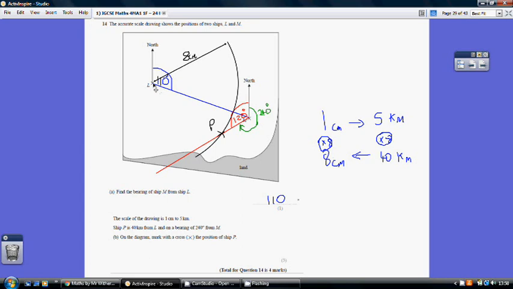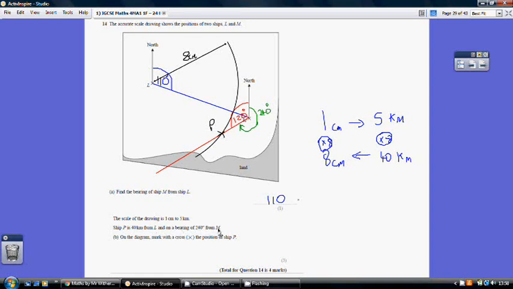So we get out our compass and we measure 8 centimeters between the pin and the pencil tip, and we do an arc which is 8 centimeters from L. That's what I've done there in black. So somewhere on that black arc is ship P. Now the other fact that we're told is that it is on a bearing of 240 from M.